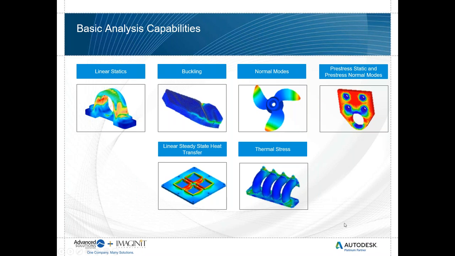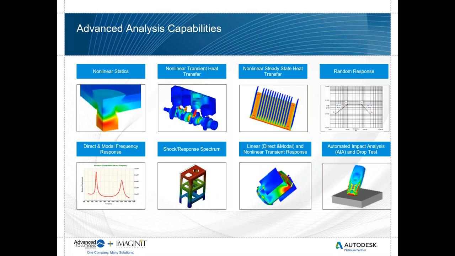All right. Now, all of these are different variations of what we call basic analysis tools. Okay, these are just some of the basic analysis that we can run. Some of the more advanced ones that we can run are things like nonlinear static stress. All right, so here we're not looking at small displacement, we're looking at large displacement. We also have nonlinear transient heat transfer. All right, so that's where heat's transferring a lot of times.